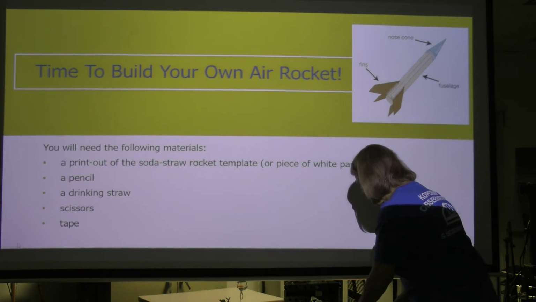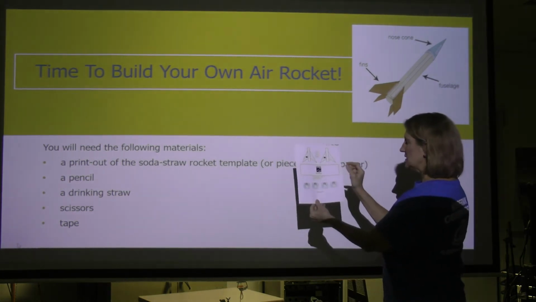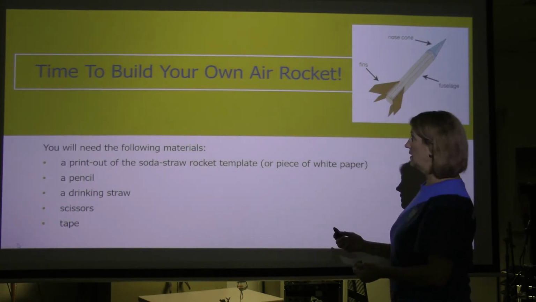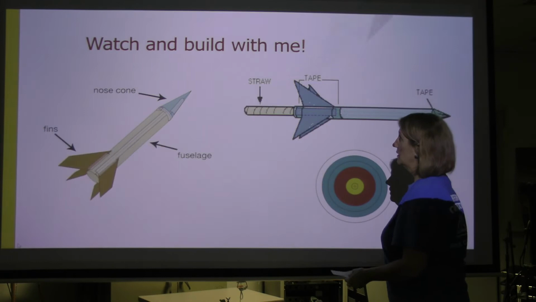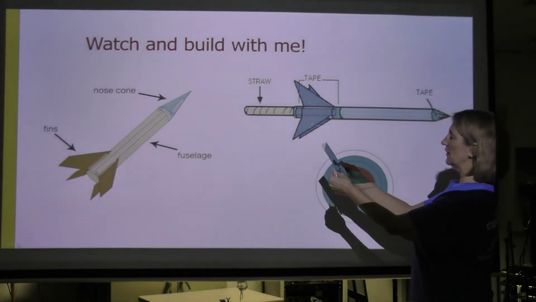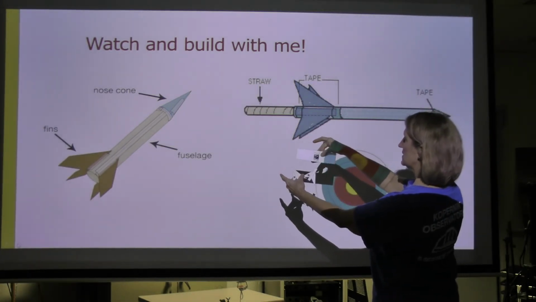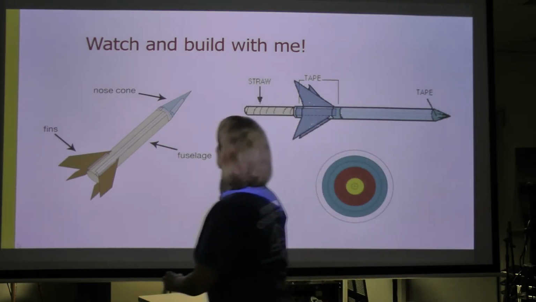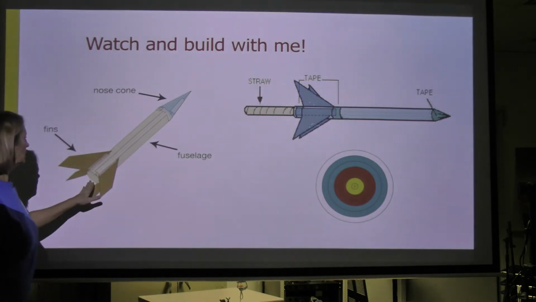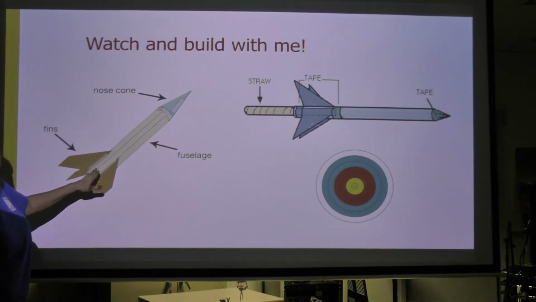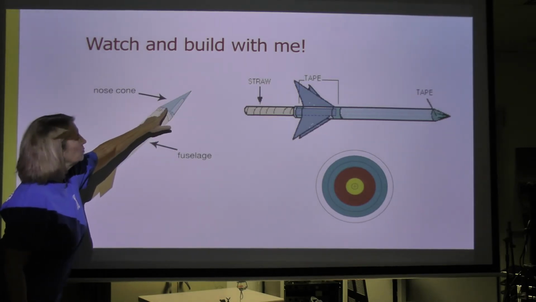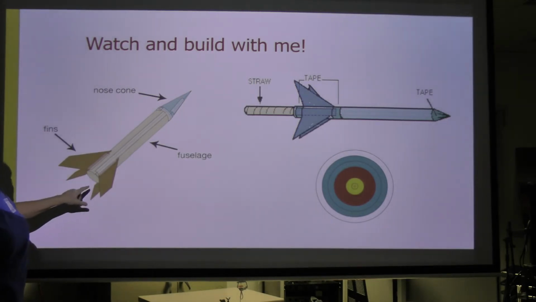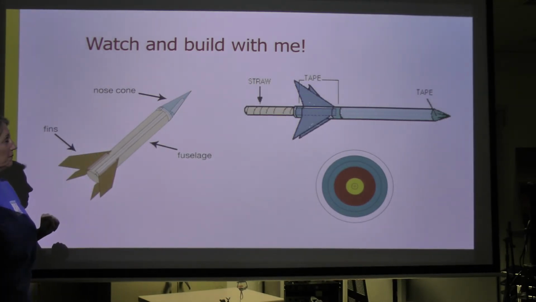Now, what you're going to need to do, first of all, is to cut the pieces out, and we have these parts. When you get them cut out, you'll have these parts here. Now, the parts on a rocket are the fuselage, which is the long piece here, the body of the rocket, the nose cone, the pointed part up at the top, and then the fins down at the bottom. The fins will help steer your rocket.